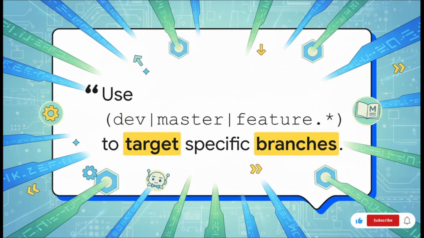Take a look at this expression. That vertical pipe character, that just means or. So what this regex is telling Jenkins is this. I'm only interested in the branch named exactly dev, or the branch named exactly master, or any branch that starts with the word feature followed by, well, anything else.